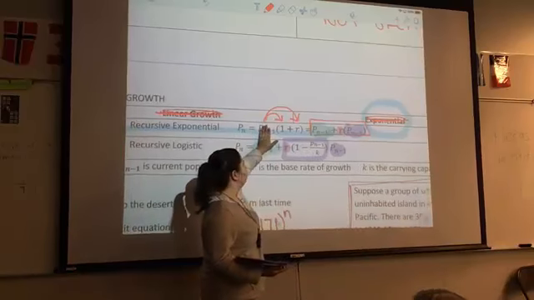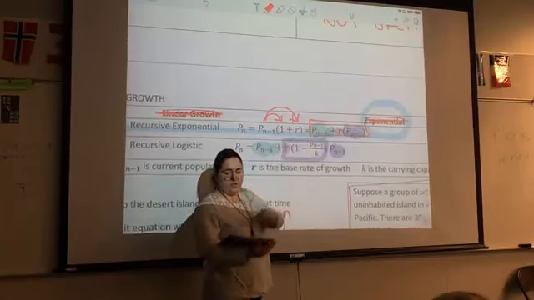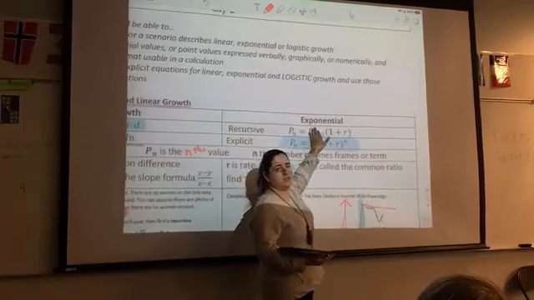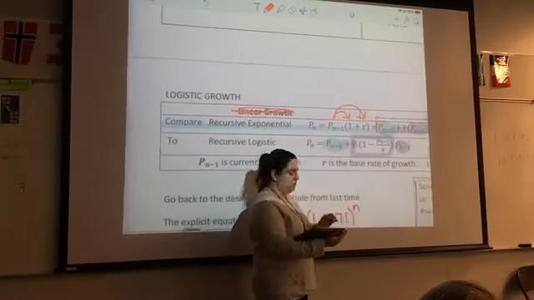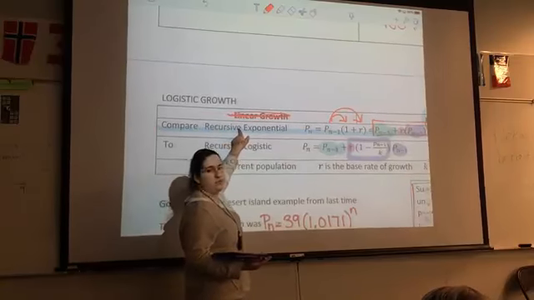Isn't it the previous value times 1 plus r? Isn't that what we did right here? Previous value times 1 plus r. So this is just comparing it to exponential. This is not the new formula yet.